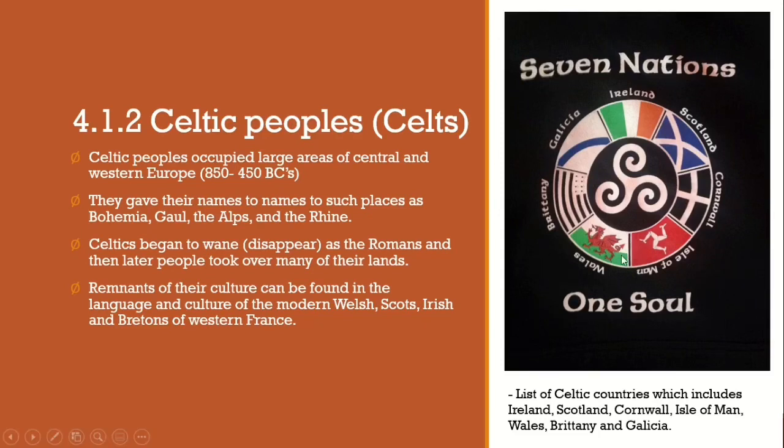So this figure shows the seven nations of the Celts, which consist of Ireland, Scotland, Cornwall, Isle of Man, Wales, Brittany, and Galicia. So these are the flags of their countries.